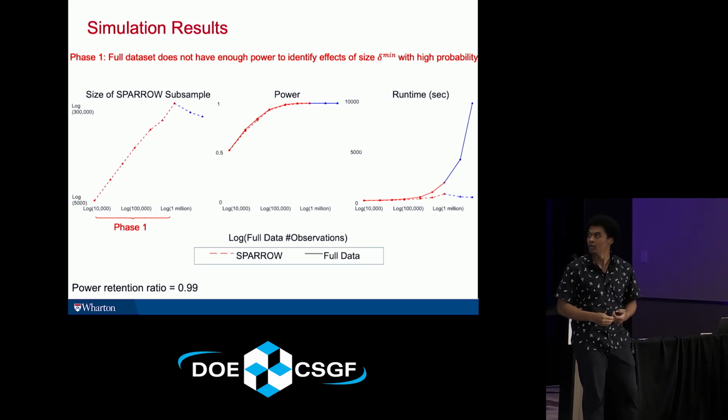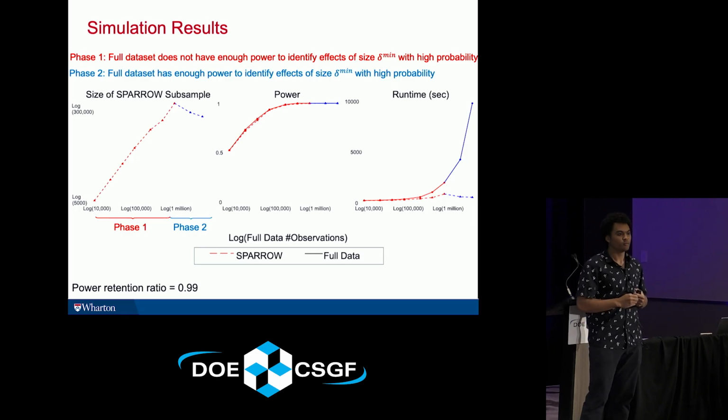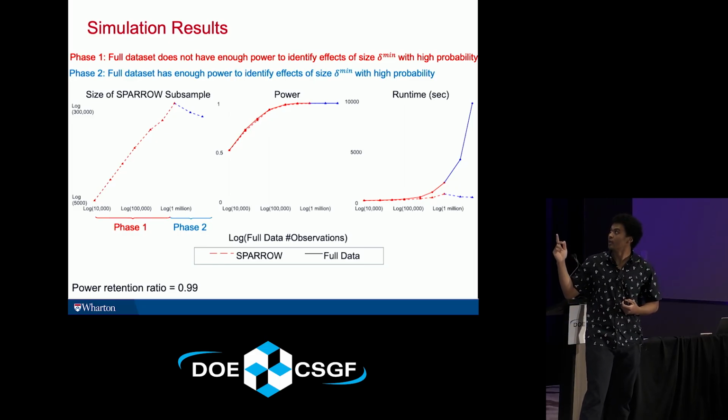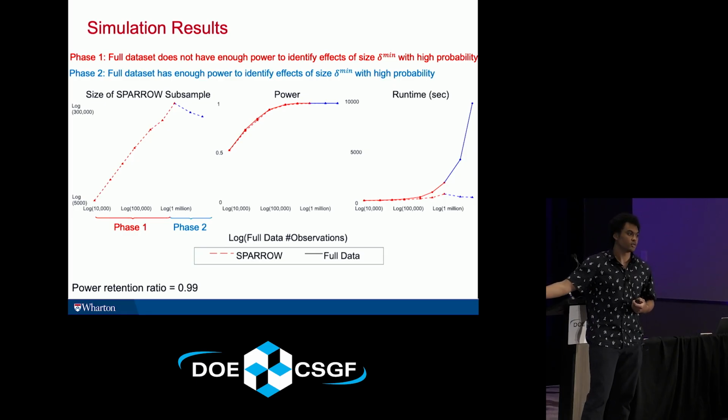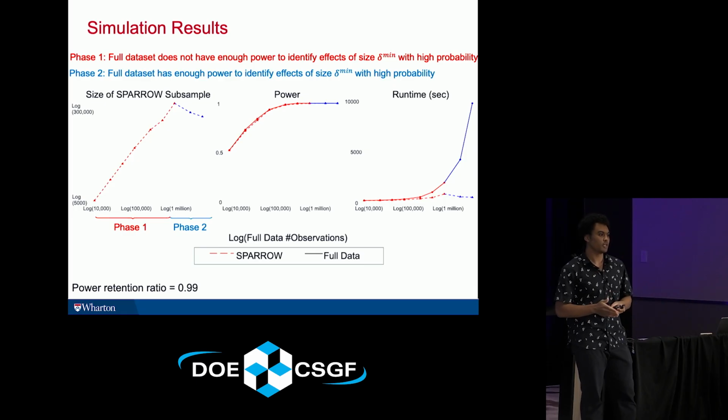In phase 2, which is in blue, your full data set now has enough data to accurately detect effect size of size delta min, which means that adding more data serves only to make your sampling more efficient. And so we see that the size of the SPARROW subsample actually decreases, and as expected, the runtime also decreases. What this means is as n gets larger and larger, once you're in phase 2, your runtime after subsampling with SPARROW will actually plateau. And so it's not just scalable, it's ultra scalable.